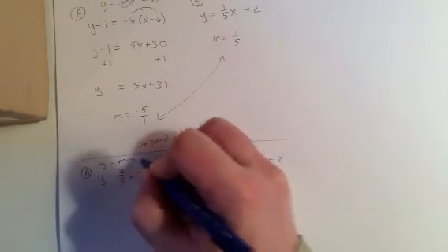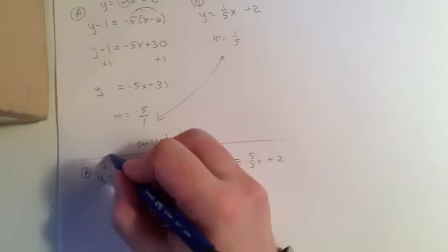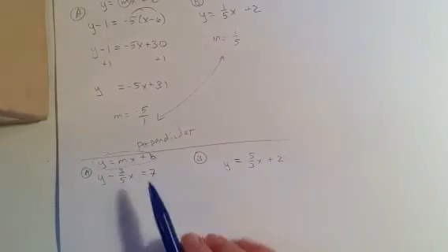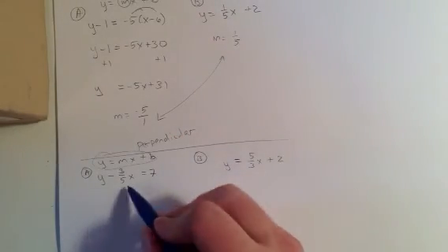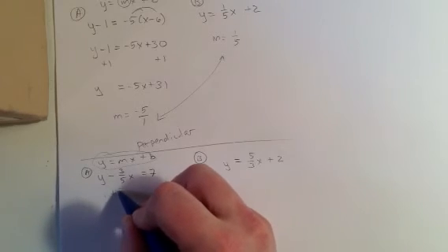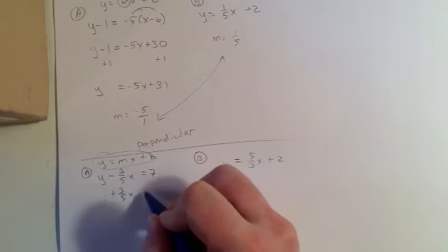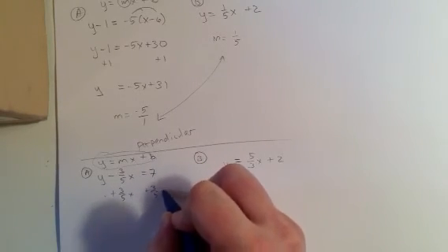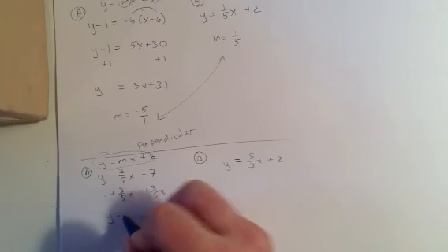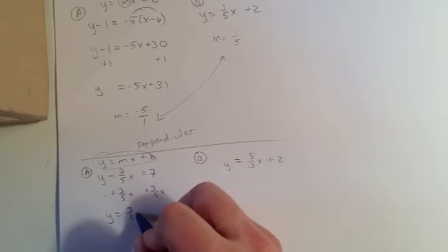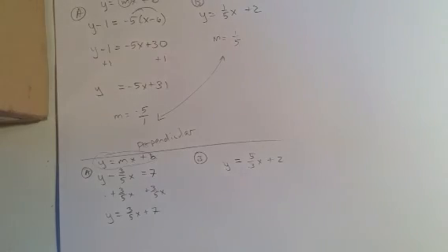So notice how often over these videos we've been talking about this simple equation for a line. It's extremely important. So I'll add 3/5 x to both sides, and I'll get y equals 3/5 x plus 7.